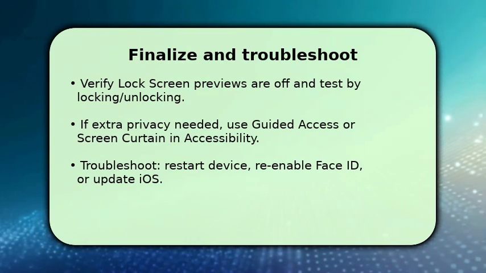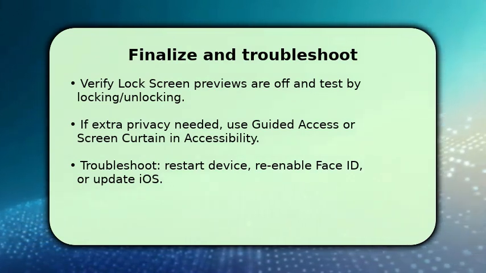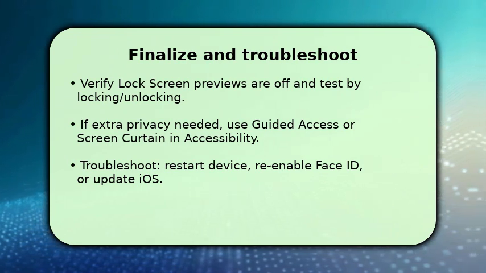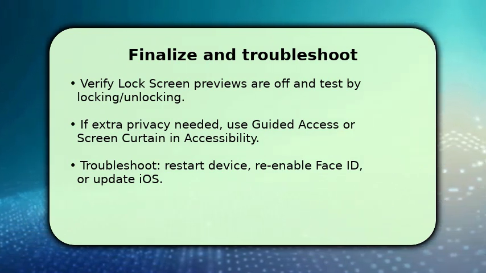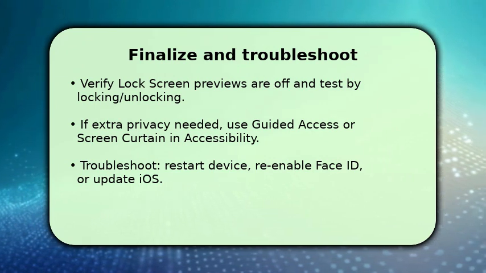Once done, lock the phone and test. Notifications should show no content unless unlocked by you. If you need a literal black screen for others, enable Guided Access and use accessibility options like Screen Curtain with VoiceOver, but those are niche.